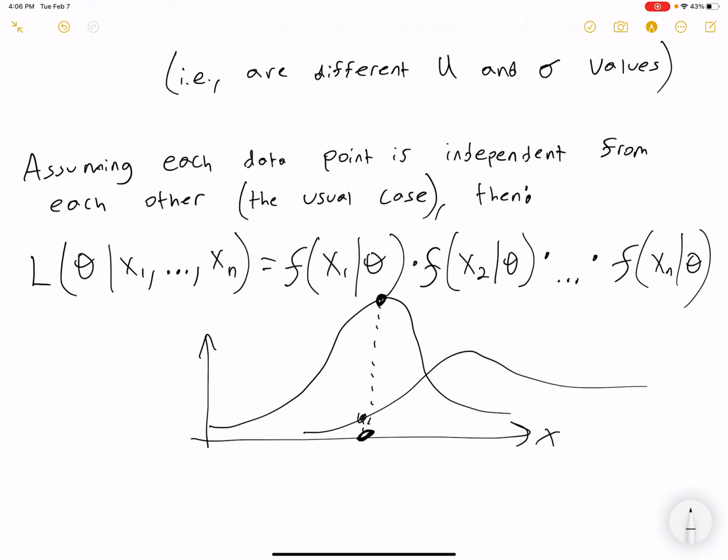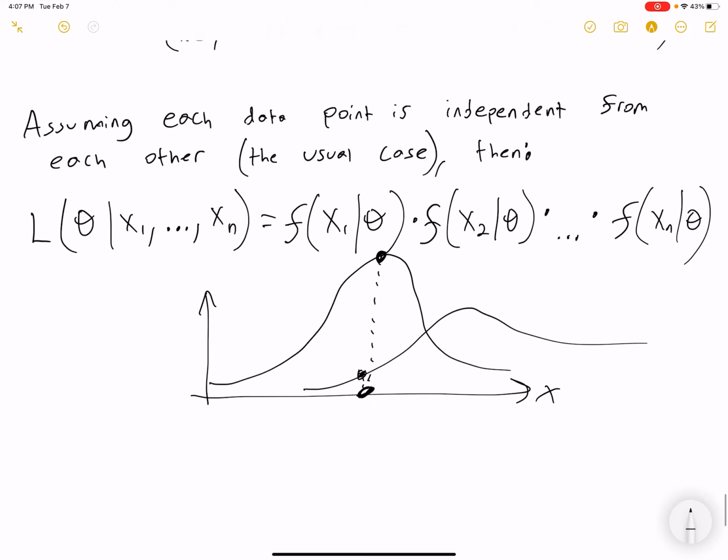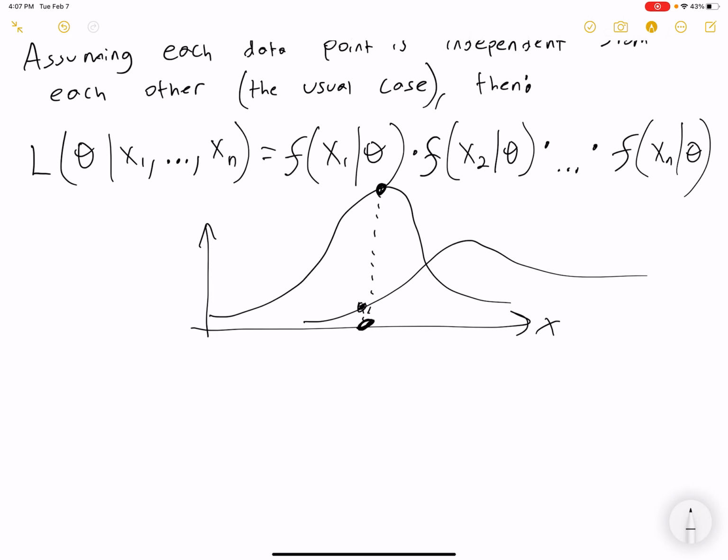Okay, so that's just likelihood of a bunch of data. We're not maximizing anything yet.